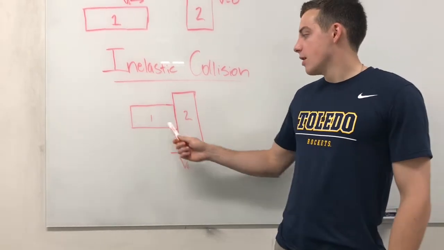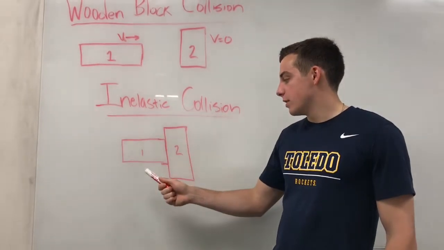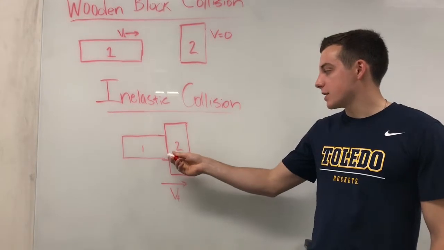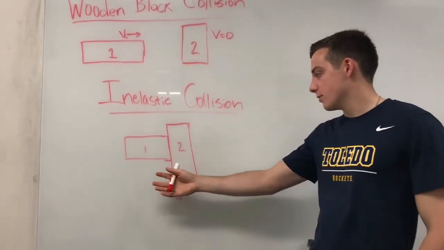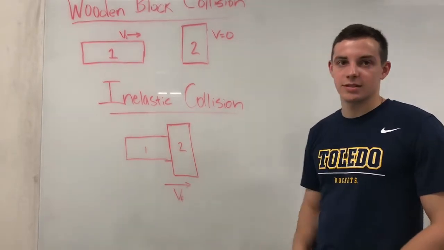In our example, we will push block 1 with initial velocity, and it will collide with block 2 at the center of mass, so there's no rotation. They will stick together and they will go for some distance.